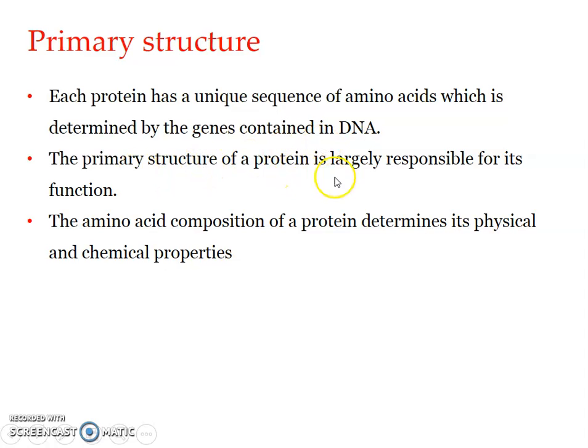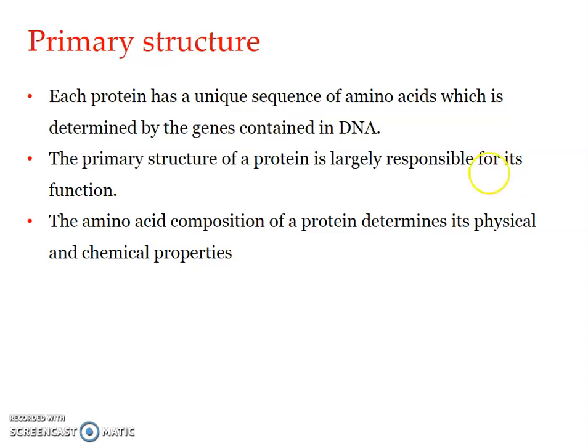Okay, and the primary structure is largely responsible for its function. The amino acid sequence determines the function. If there is any lacking or absence of any amino acid during the manufacture process, what happens? It is going to affect the function later. Okay, so the amino acid sequence is very important. If there is any mistake during the formation of the amino acid chain, or if there are any structural errors, it is going to affect the function.